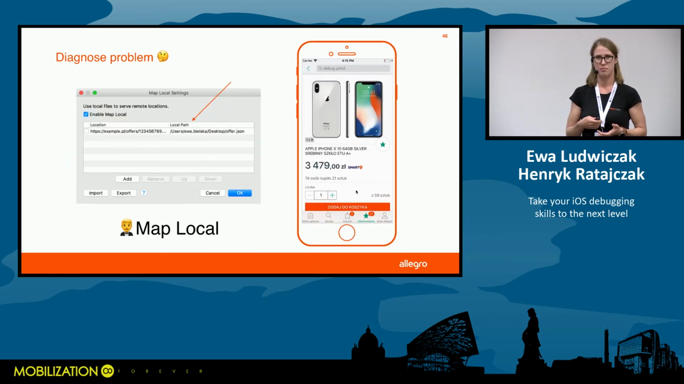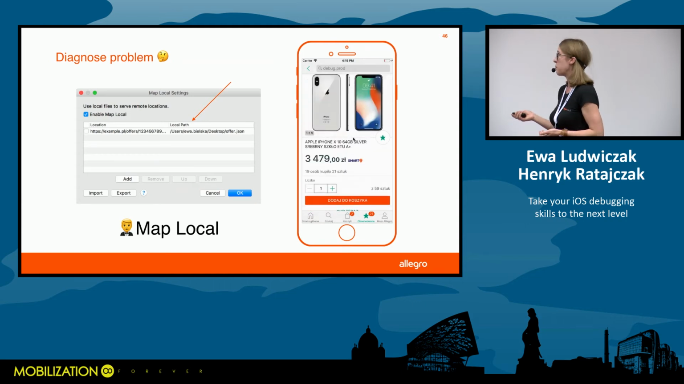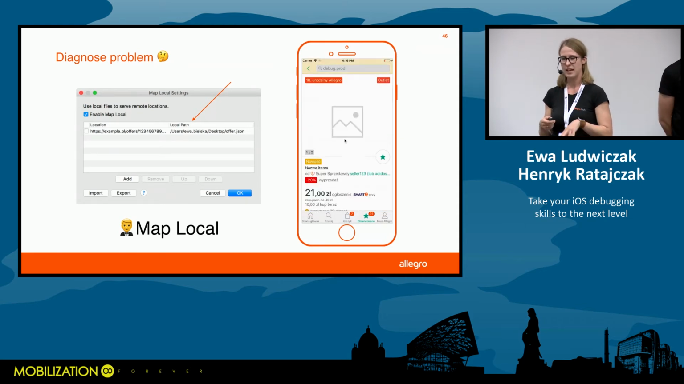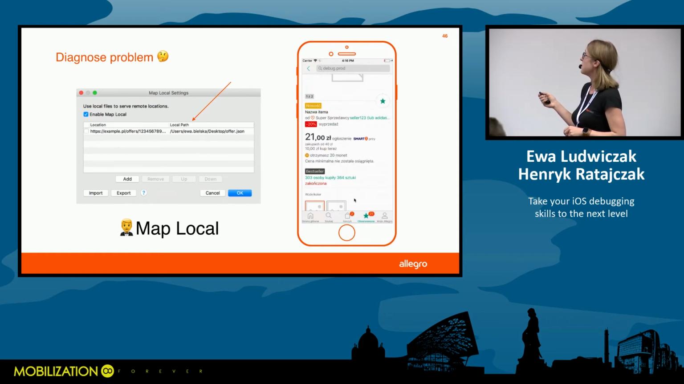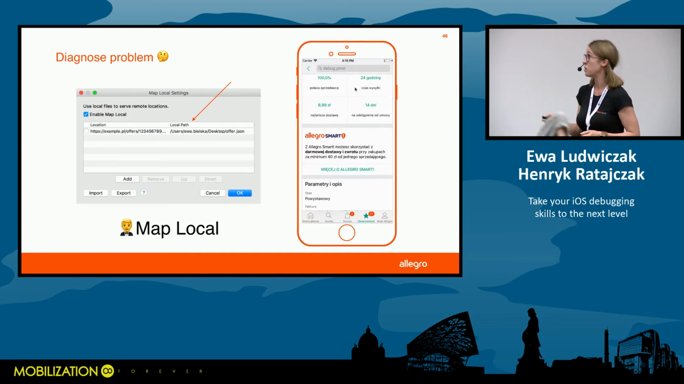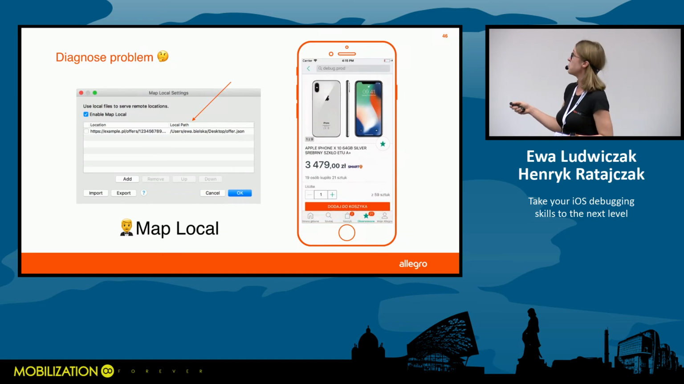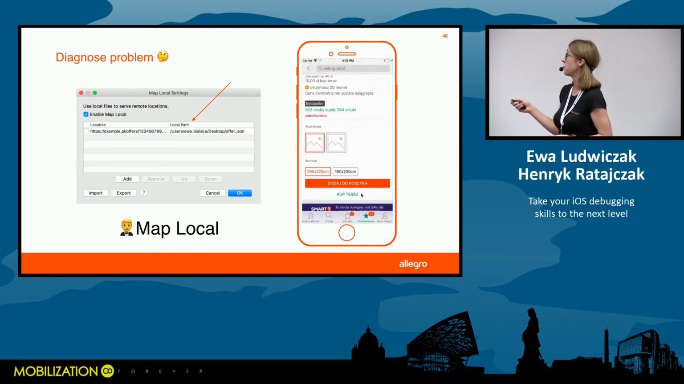But Charles is much more than only Rewrite. There's also recording of the traffic, map local, remote local. I personally really appreciate map local. This is a tool that enables you to treat your local files as if they were part of a remote. So here in this example, this is an offer view. With the map local tool, we can easily switch between data that is fetched from the server. We can actually enable this tool in Charles, and while refreshing the offer, we will get the data that is saved locally.